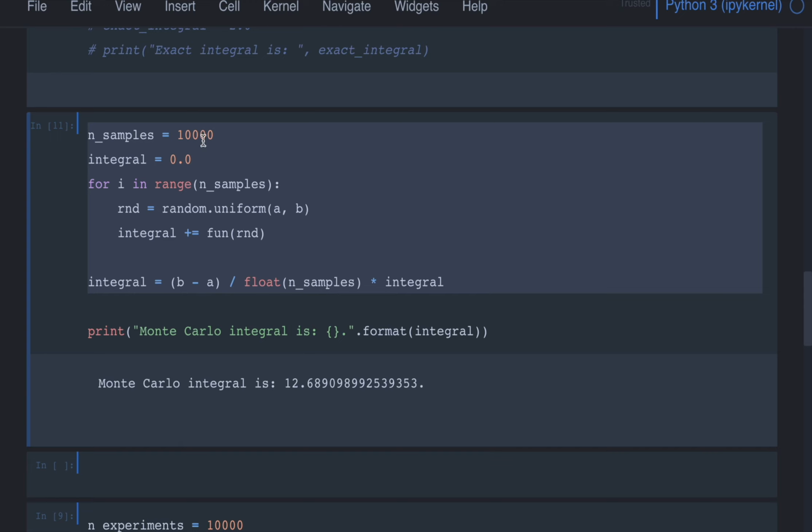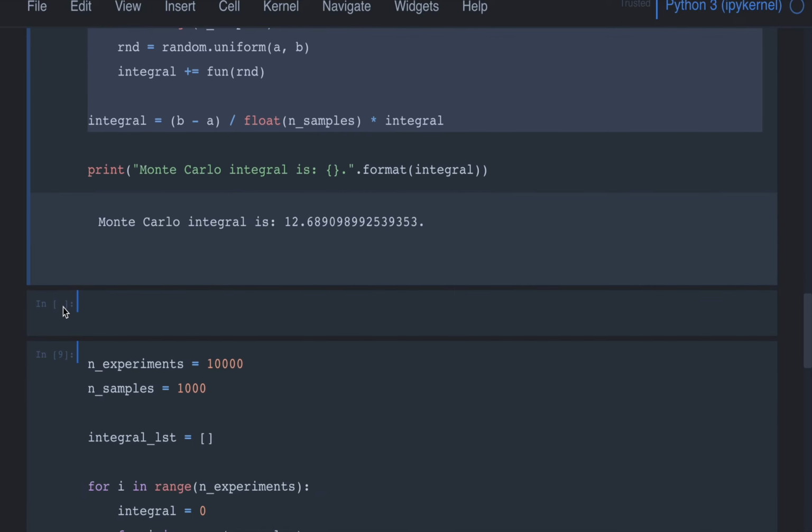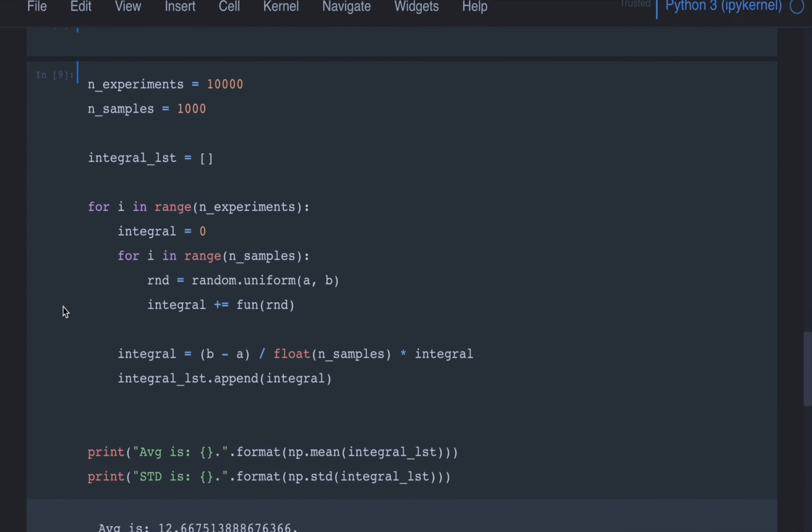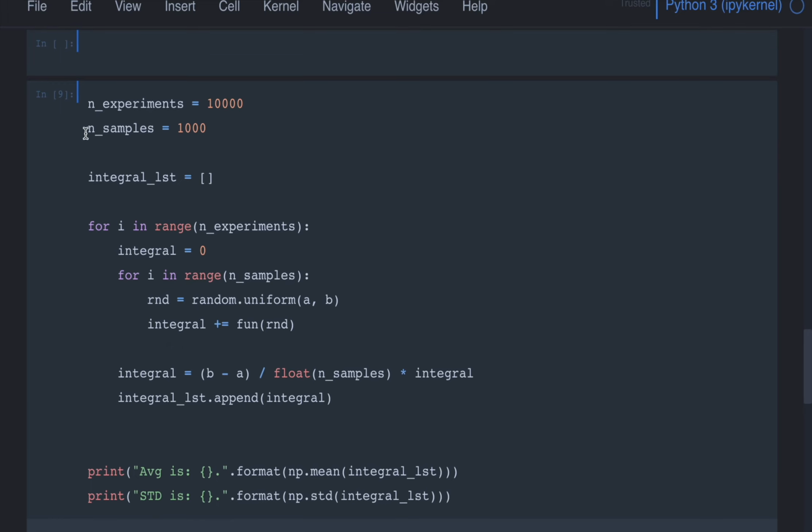So in one experiment, we took 10,000 samples, right? Now we can do multiple experiments so that we will have multiple answers, and for those answers we can take the average and the standard deviations, etc., so that we have the distribution of the answers as well, right? So here we are going to perform 10,000 experiments, and each experiment consists of 1,000 samples.